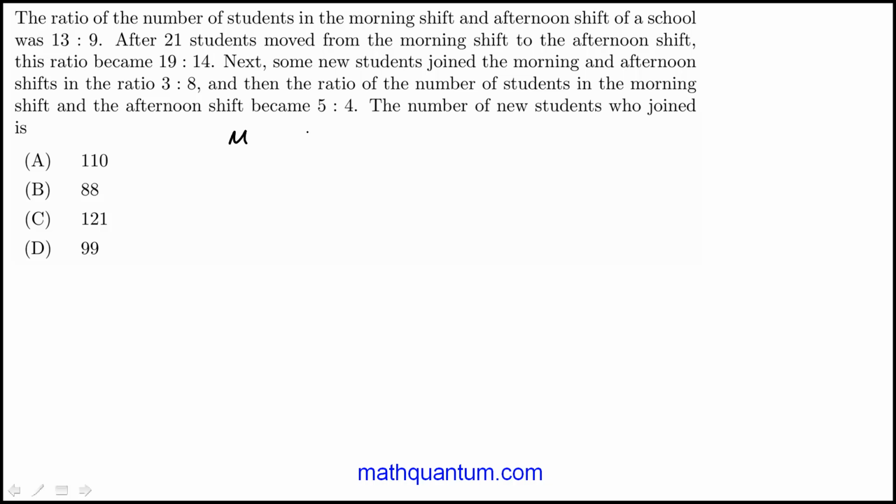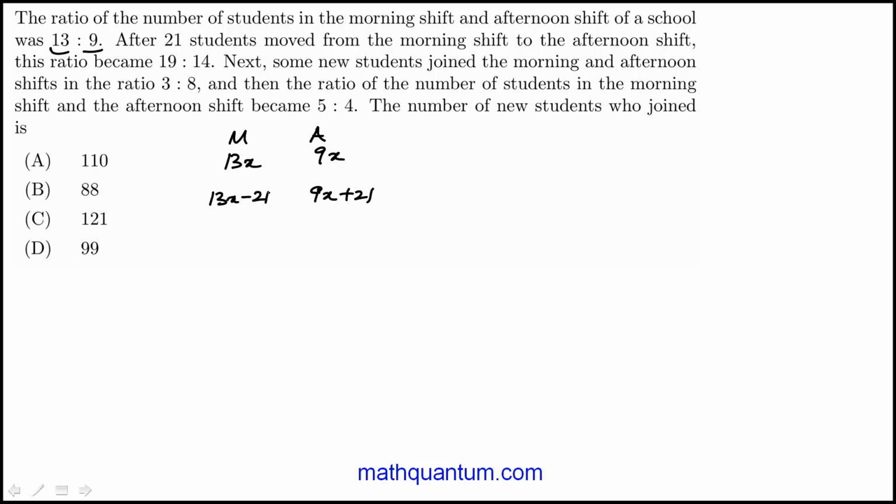So here we're given these two shifts, morning and afternoon, and we're given that the ratio is 13 to 9. So I'll use the multiplier approach. So that's 13x and 9x. So 21 students moved from the morning shift to the afternoon shift. So this would become 9x plus 21, and then this would be reduced by 21.